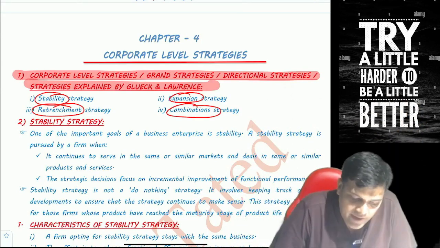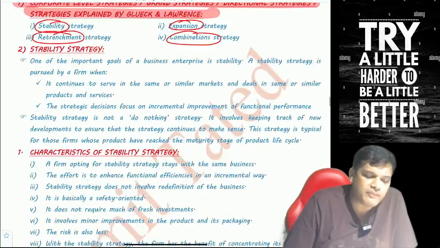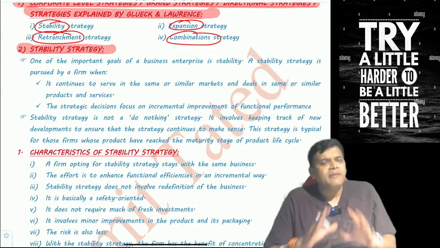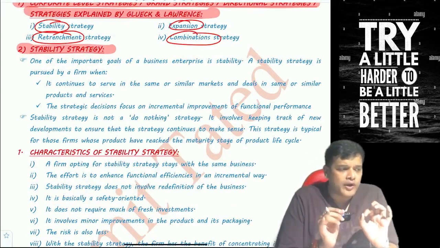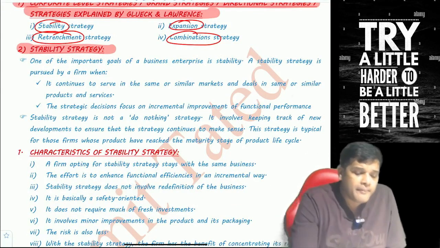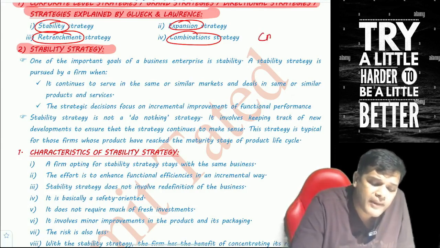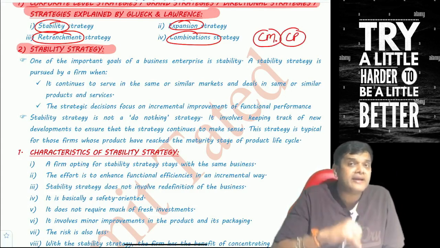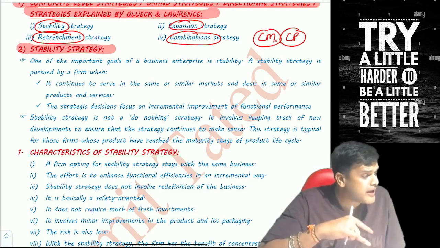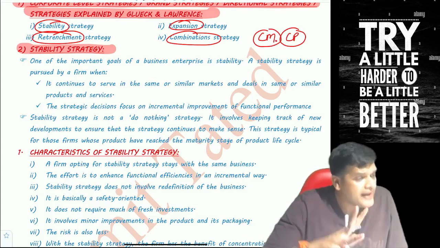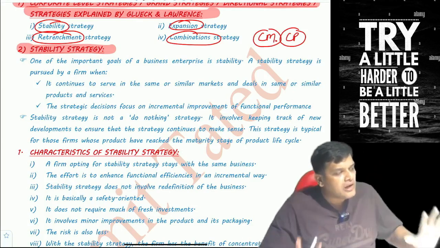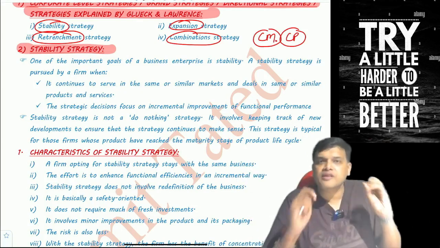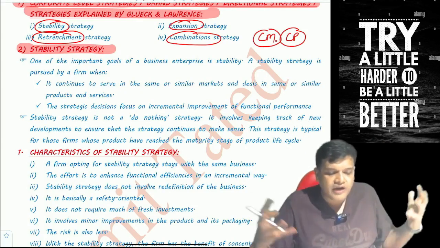Everybody clear? Okay. So right now, first of all, let's start with the stability strategy. What exactly is stability strategy? Please understand this wording very clearly. Stability means making sure you are in the current market only and the current product only. Current market, current product. If you are in the current market and current product only, this is what we call stability. You change neither the market nor the product.